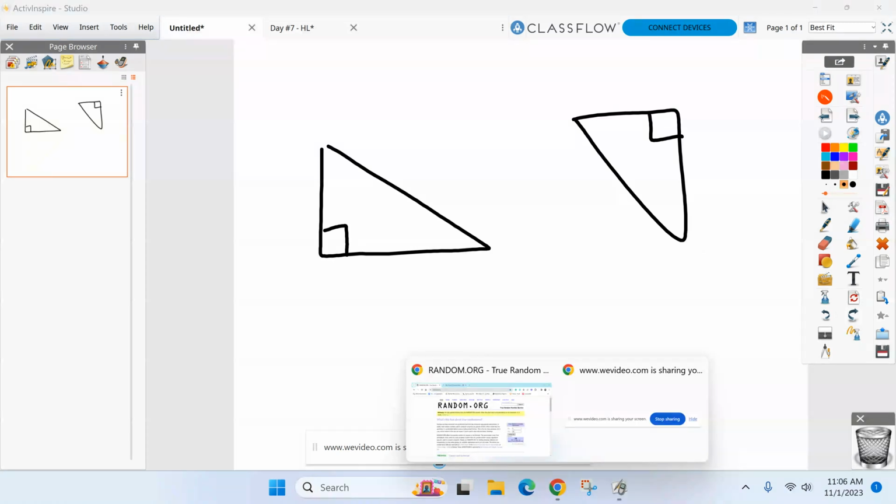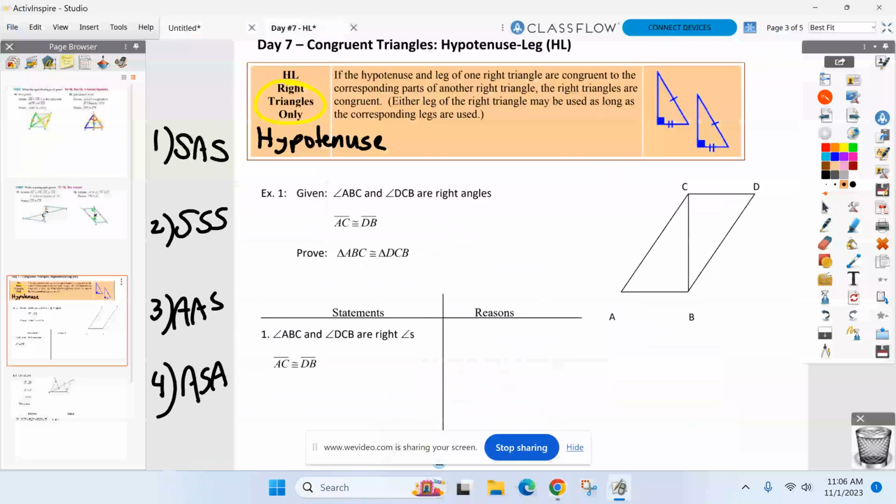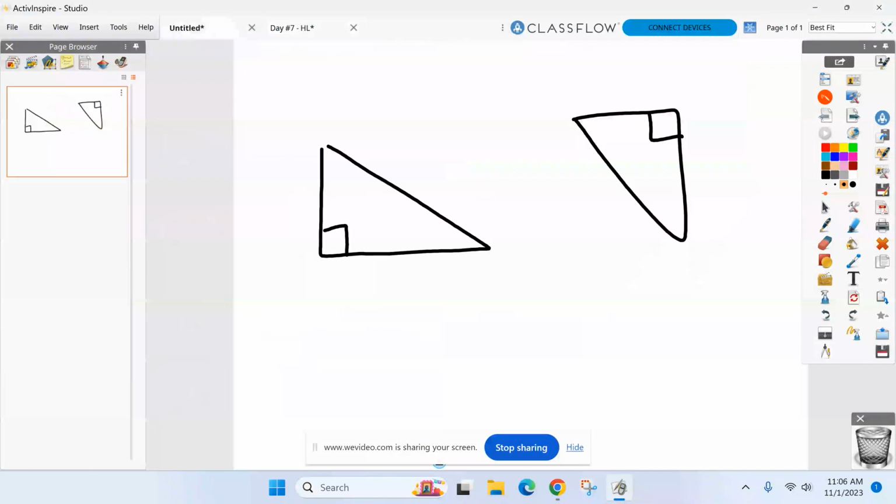All right, and the L stands for leg. Okay? H for hypotenuse, L for leg. And what's the leg referring to? Those are the 2 sides that make up the right angle. So if I were to mark my diagram right now, those 2 triangles would be congruent by this new method called HL, hypotenuse leg.